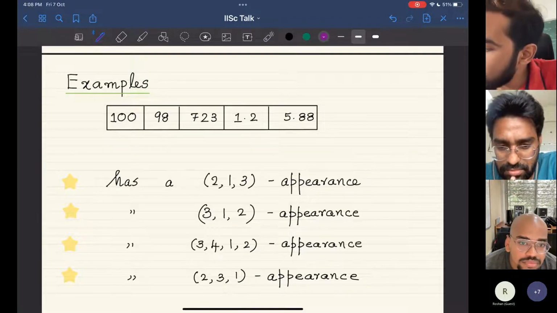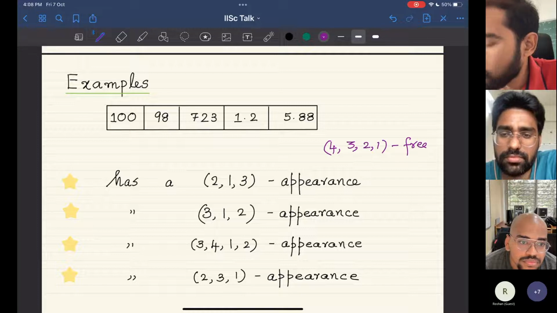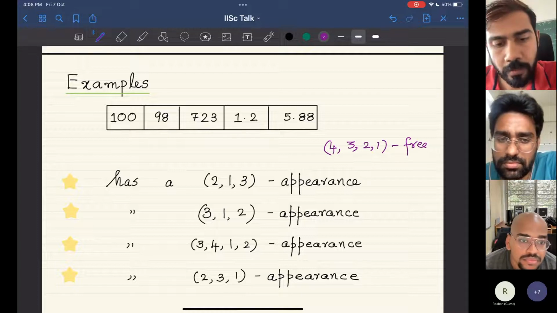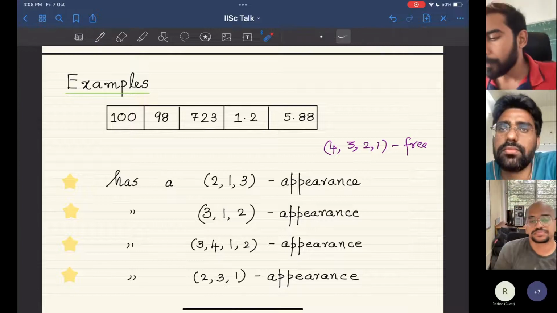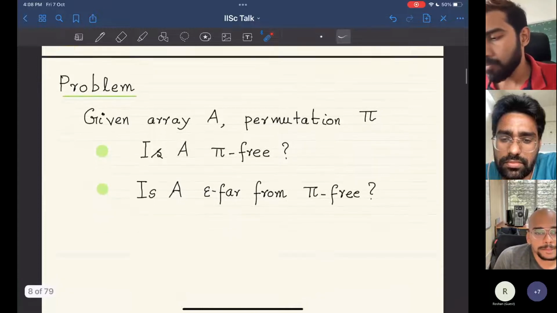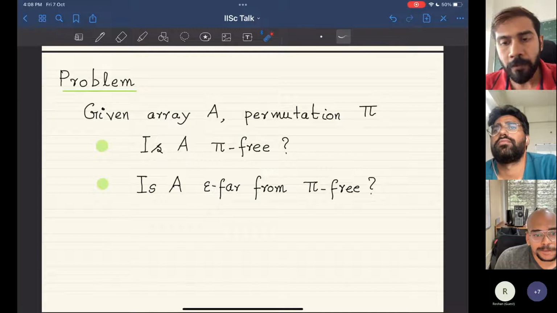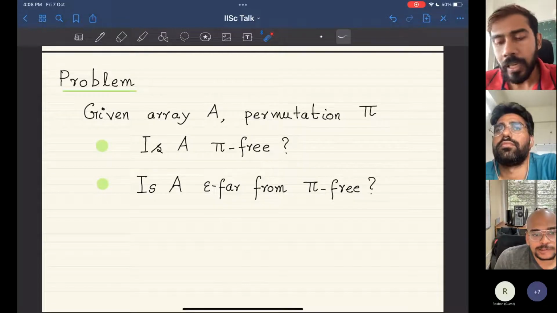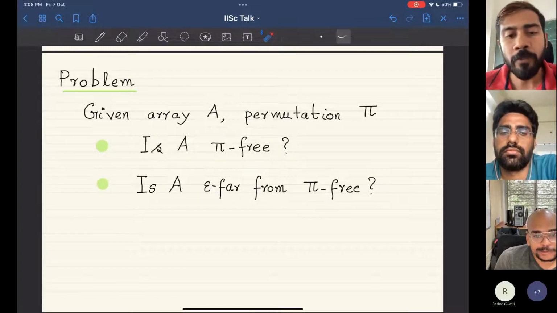So you can say that this array is 4321 free, because there are no such appearances. Now, the main problem we study is the following. Given an array A of length n and a permutation pi, is the array pi free or epsilon far from pi free?